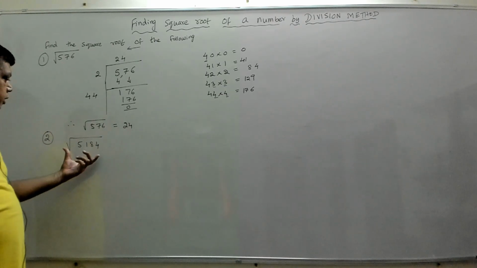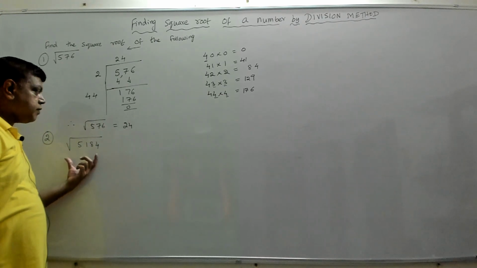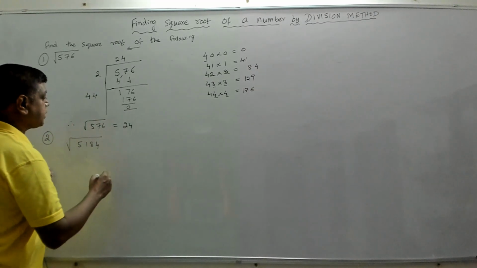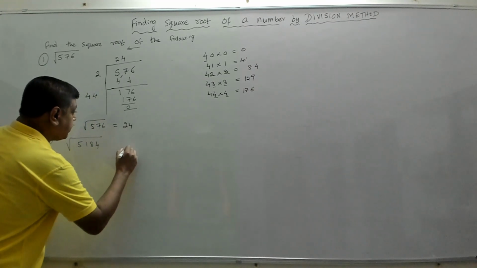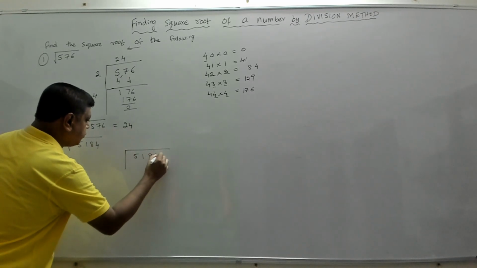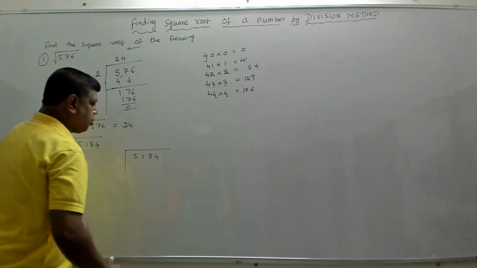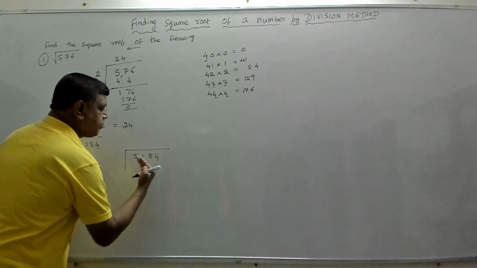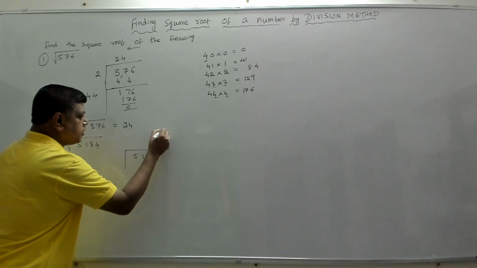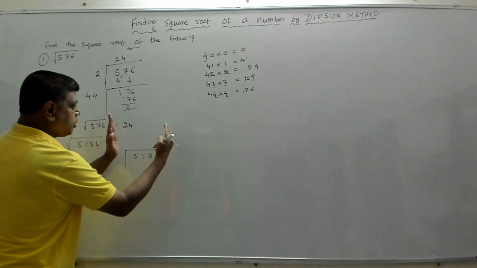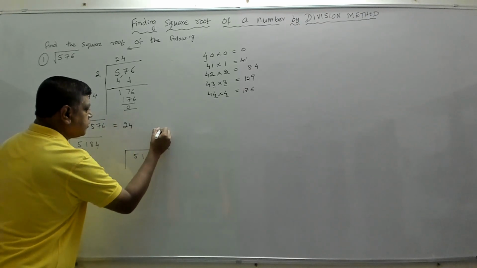Right? And again, to find the square root of this number using the division method, we will start by writing the division here. So 5184 is the number. Now we should start pairing two numbers from right to left, in this direction. This is your right side, this is your left side.